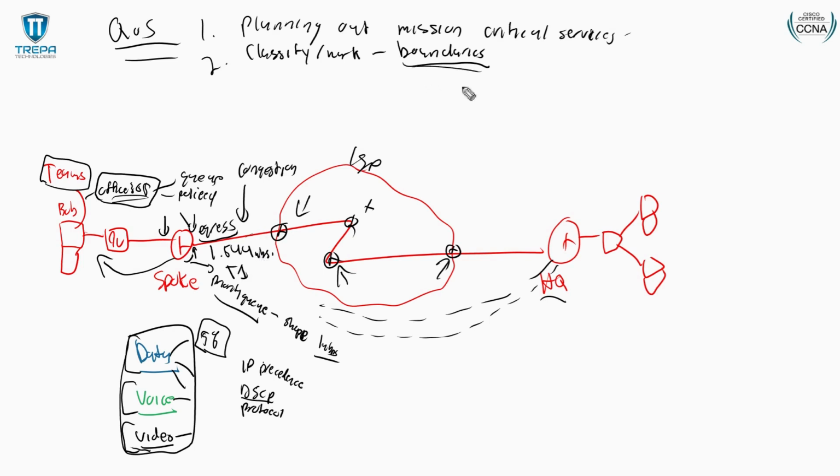Another thing you've got to plan is the boundaries. Where are you marking it? Are you going to mark it at the switch and then configure QoS on the switch to also carry those taggings over to the router? That's something we also have to think about.